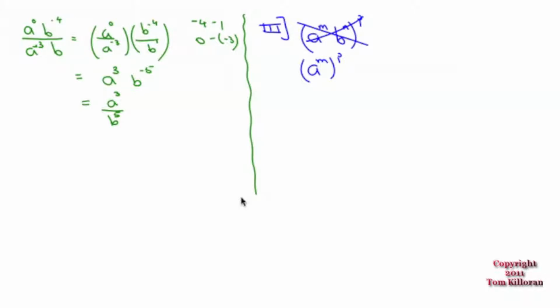What operation do you think happens when I say p factors of m factors? Multiplication. That's a multiplication, because it's like 5 plus 5 plus 5 plus 5. So this becomes a to the mp.